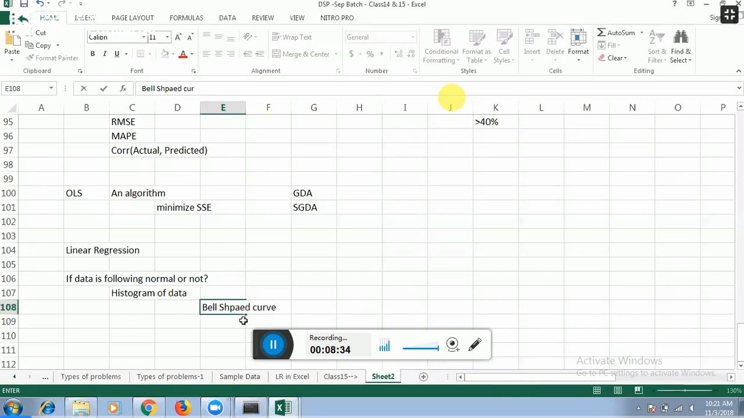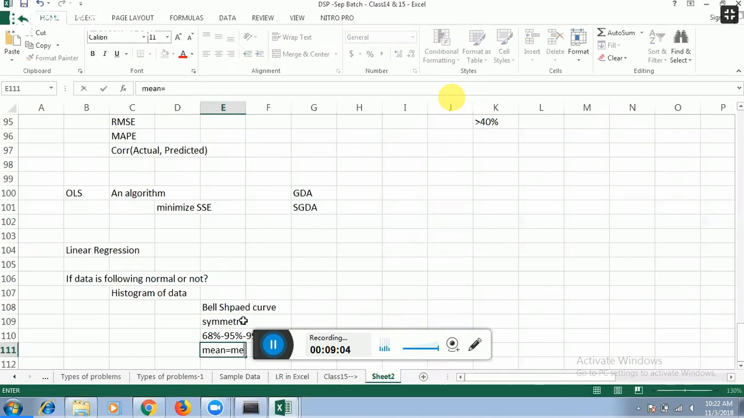And the second thing is, it should be symmetric. And the third one is the 68%, 95%, 99.7% rule. So what does this mean? Plus or minus 1 standard deviation, you have 68%, plus or minus 2 standard deviations, 95%, plus or minus 3 standard deviations, 99.7%. So that is the data which you can think about.